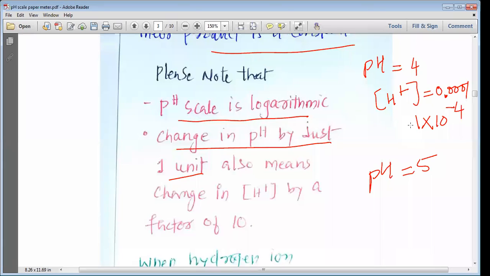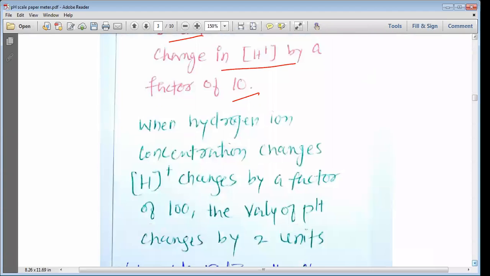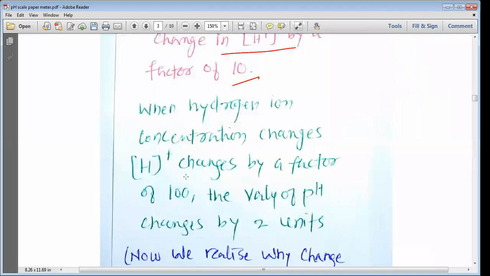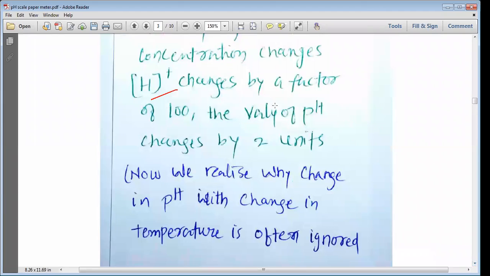That is what I am trying to explain to you, my dear students, here. That change in pH by just 1 unit also means the change in concentration by a factor of 10. That is what we can understand about pH. When hydrogen ion concentration changes, that means if H plus ion concentration changes by a factor of 100, then the value of pH changes by 2 units.